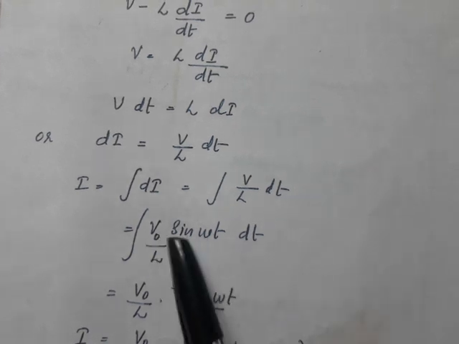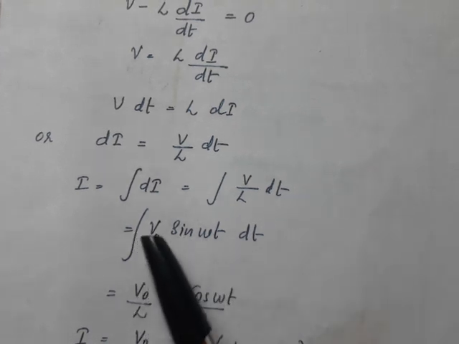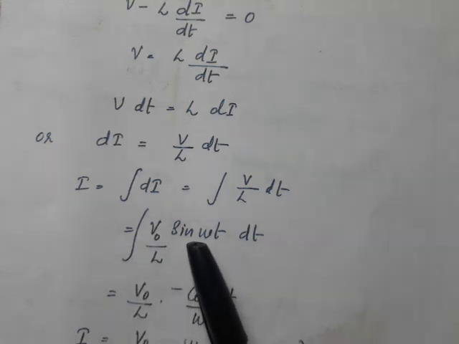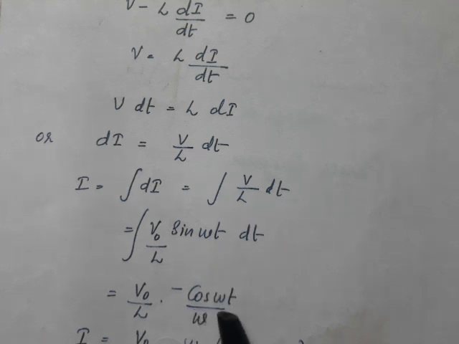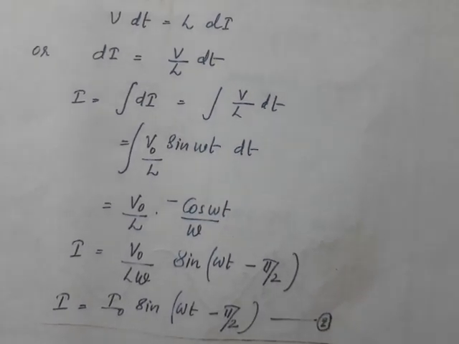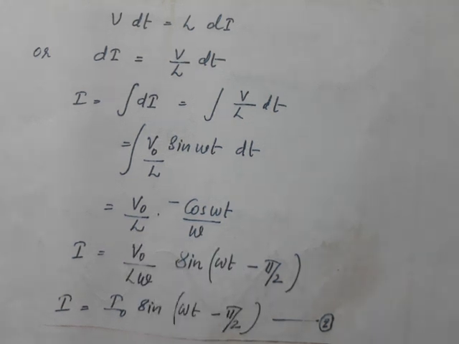Substitute V0 sin omega t, and V0 and L are constant, so take them outside. Then integrating sin omega t dt. Already we said if you integrate sin omega t dt, we get minus cos omega t by omega. So that also we have here cos omega t by omega. So this omega also we bring here. Minus cos omega t we can write as sin of omega t minus pi by 2.